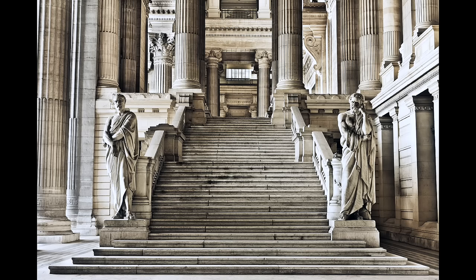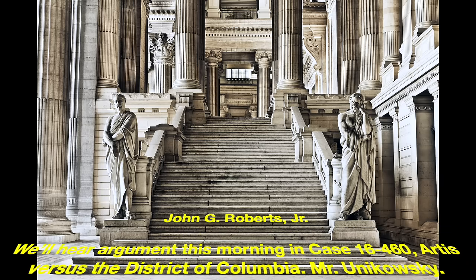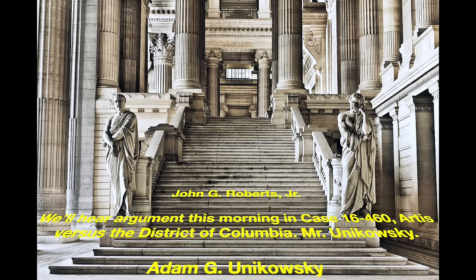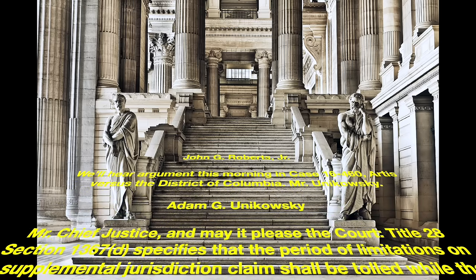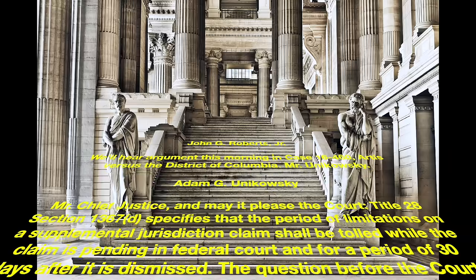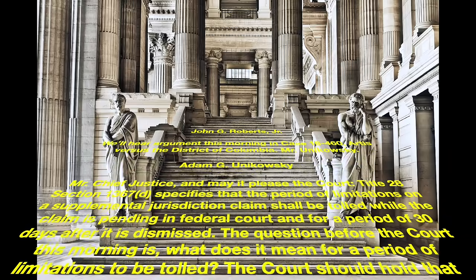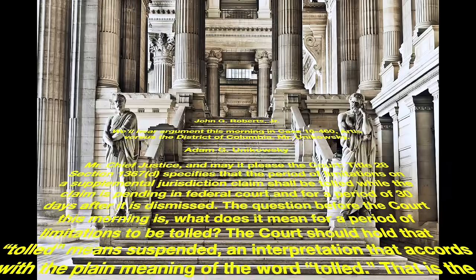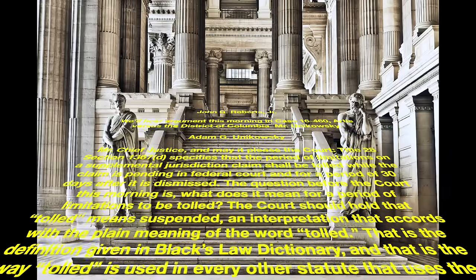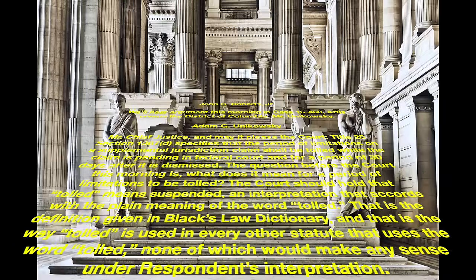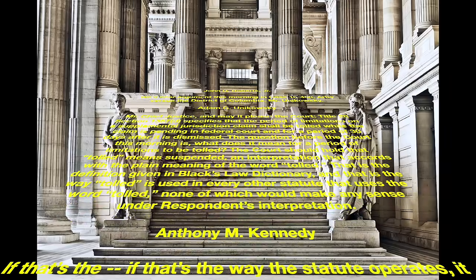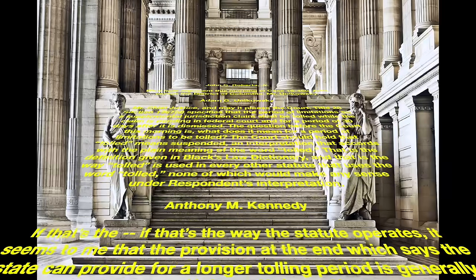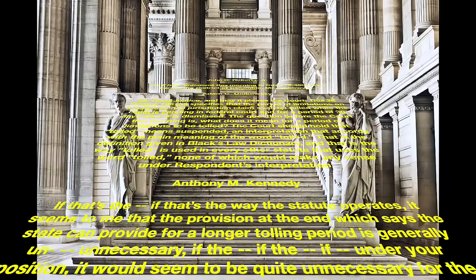We'll hear argument this morning, case 16-460, Artist versus the District of Columbia. Mr. Unikowsky. Mr. Chief Justice, and may it please the Court. Title 28, Section 1367(d) specifies that the period of limitations on a supplemental jurisdiction claim shall be tolled while the claim is pending in federal court and for a period of 30 days after it is dismissed. The question before the Court this morning is, what does it mean for a period of limitations to be tolled? The Court should hold that tolled means suspended, an interpretation that accords with the plain meaning of the word tolled. That is the definition given in Black's Law Dictionary, and that is the way tolled is used in every other statute that uses the word tolled, none of which would make any sense under Respondent's interpretation.